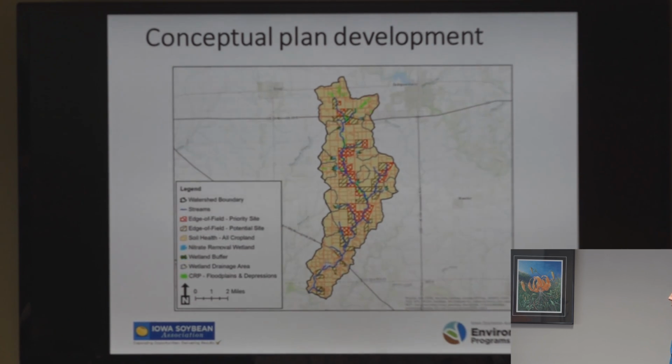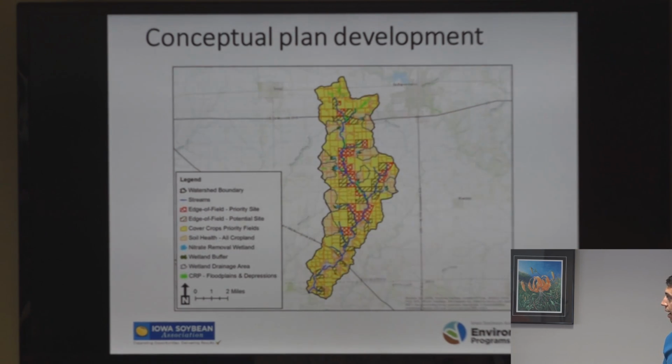And then next, we've identified depressions and floodplains as good opportunities for perennial cover, such as in the CRP program, which has water quality and soil health benefits, and also potentially some profitability benefits for farmers. If we think about low returning areas and fields that may be frequently wet and difficult to farm.